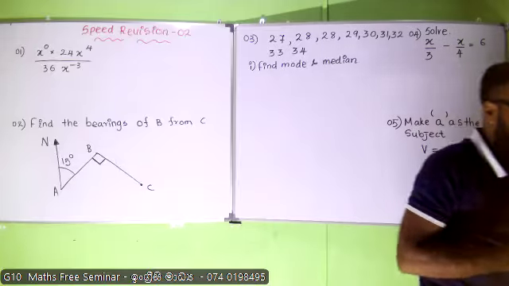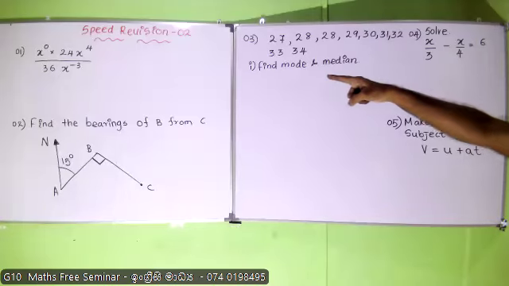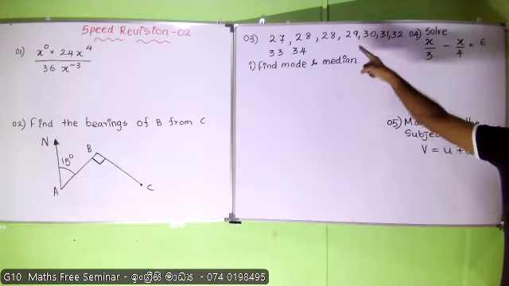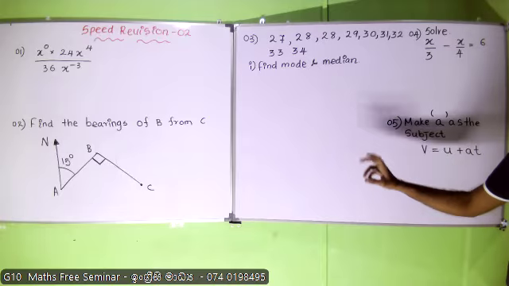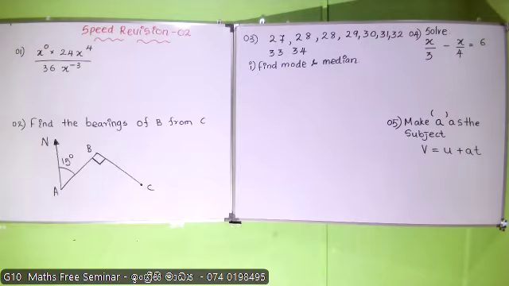Do this fast. I will give you 1.5 minutes to complete. Then I will begin discussing from that one. After discussing these 5 questions, I will again write another 4 to 5 questions, right?